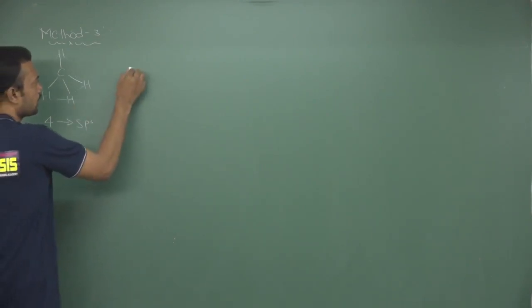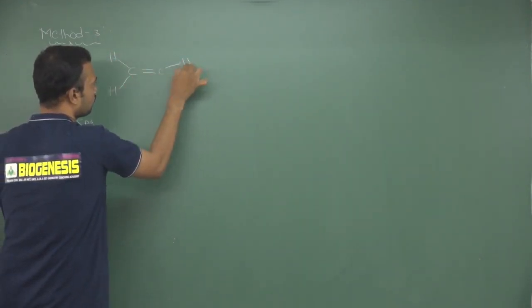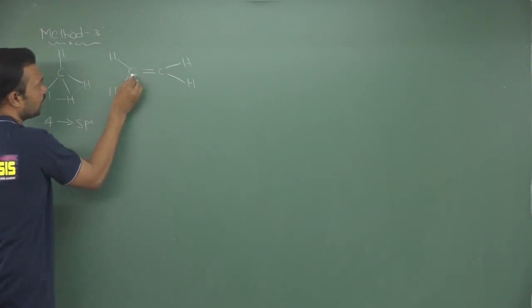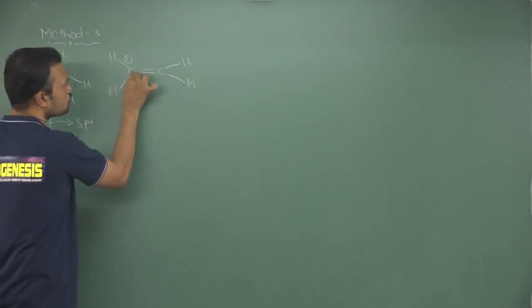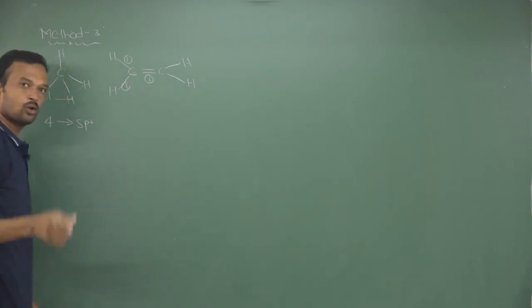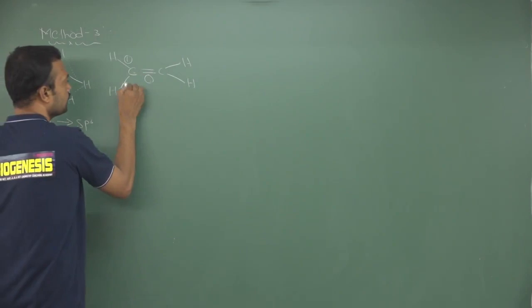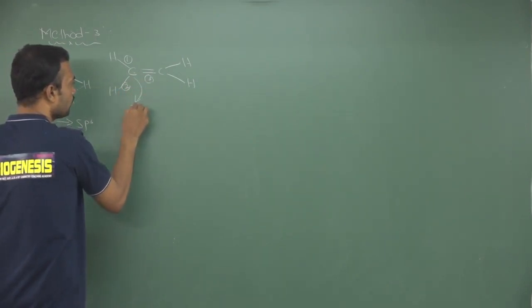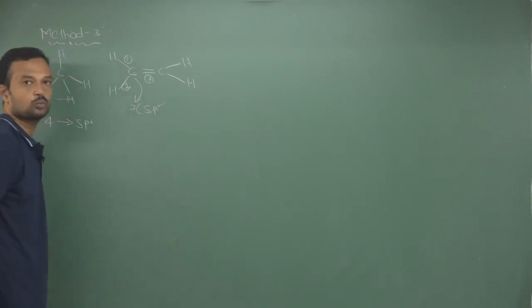Between two adjacent atoms, how many pairs are present? That should be calculated. See here, carbon carbon double bond. Around this carbon, between these two hydrogens and carbon one pair, around this carbon one pair, and between these two carbons it is also one pair. 4 electrons also belong to one pair. Total number of pairs is 3. This is the second pair and this is the third pair. So here the total number of pairs is 3, so we can expect sp2.